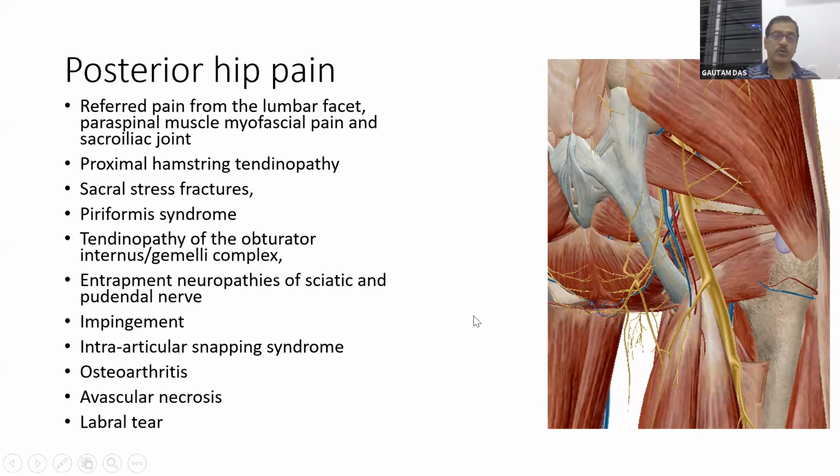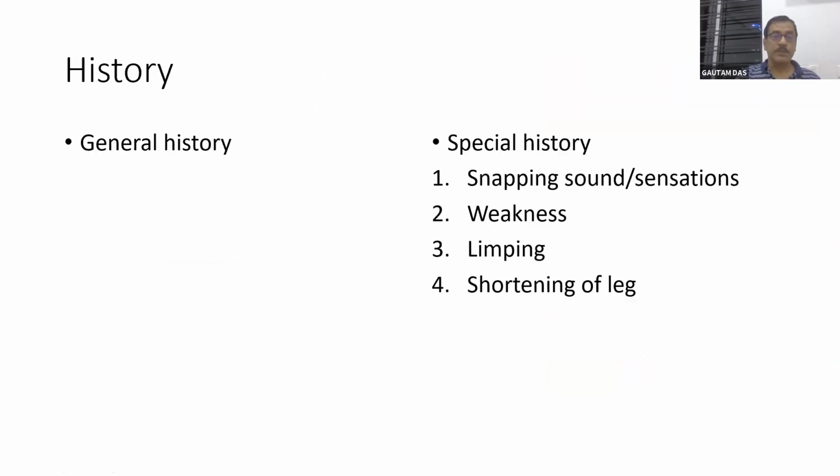One of the very important ones, as we already mentioned, is piriformis syndrome. Piriformis syndrome basically involves the piriformis muscle. There is myofascial pain, and spasm of this muscle causes entrapment neuropathy of the sciatic nerve. So the patient will have pain around here, as well as radiating pain because of the sciatic nerve entrapment. So there are many other causes of posterior hip pain.